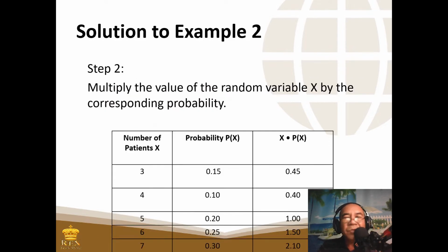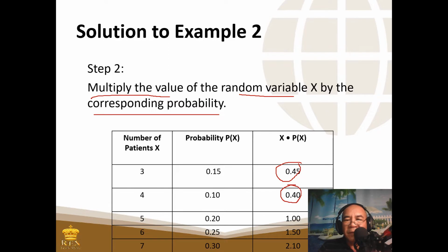Step number 2, multiply the value of the random variable x by the corresponding probability. So 3 times 0.15 is 0.45. 4 times 0.10 is 0.40. 5 times 0.20 is 1. 6 times 0.25 is 1.50. And 7 times 0.30 is 2.1.